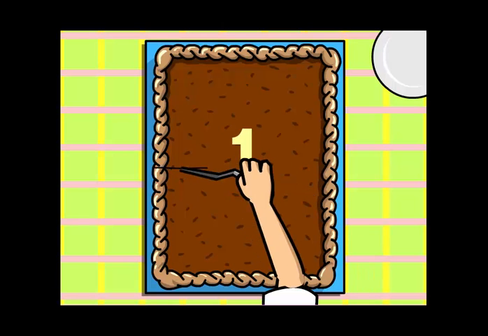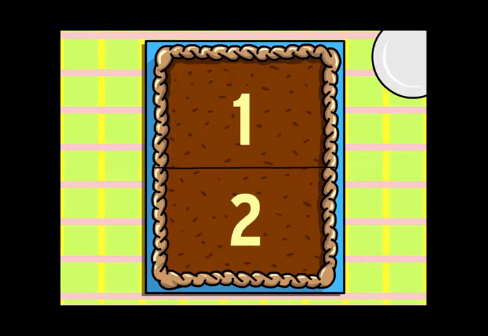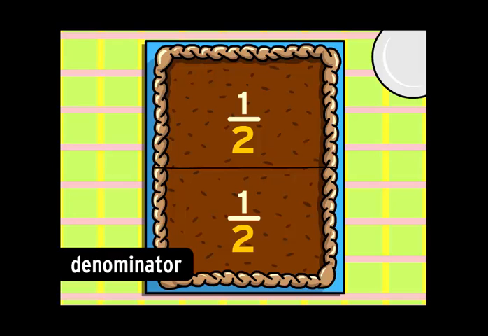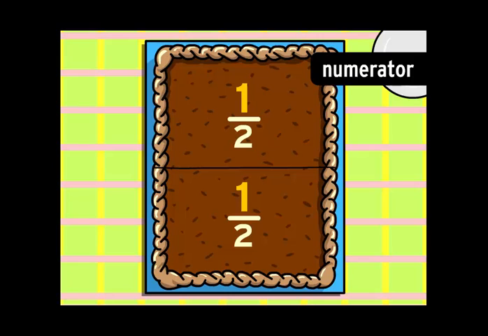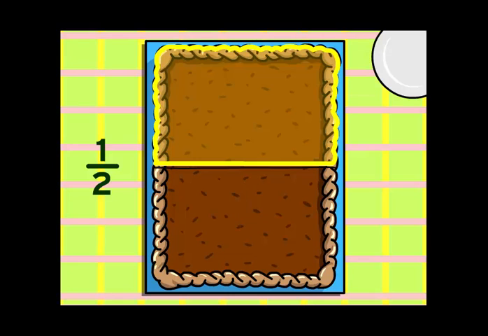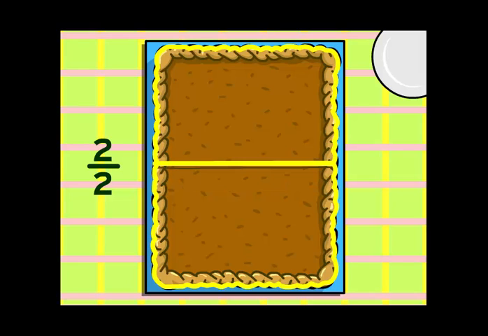Now, if I cut the cake right down the middle, I get two equal-sized pieces. Each piece is one whole cake divided in two, or 1/2 of the whole. We can write that as a fraction. This number, the denominator, tells us how many pieces make up one whole. The numerator tells us the number of pieces we're dealing with. So this is 1/2 of the cake, and these are 2/2. 2 divided by 2 is 1. One whole cake.